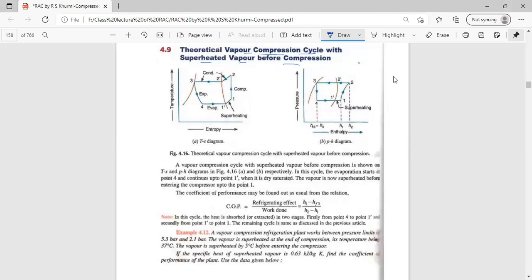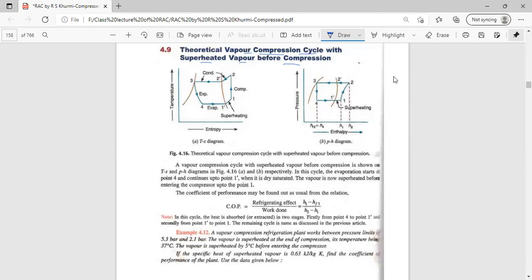Now, there are certain other things we should examine, because we want to know how we can improve the coefficient of performance, which means how we can increase the length of the evaporating stage 4 to 1 with the same length of compression 1 to 2. If 4 to 1 is increased with the same compressor work, the COP will increase.